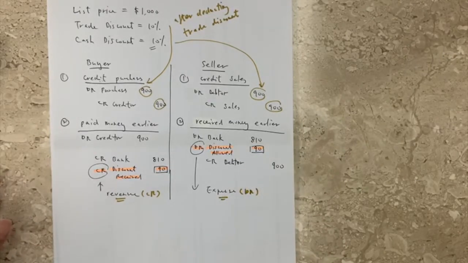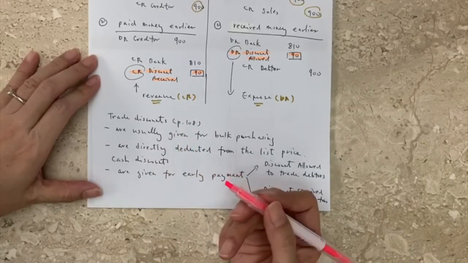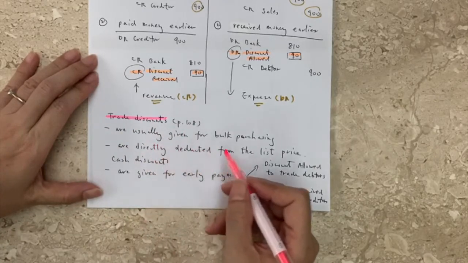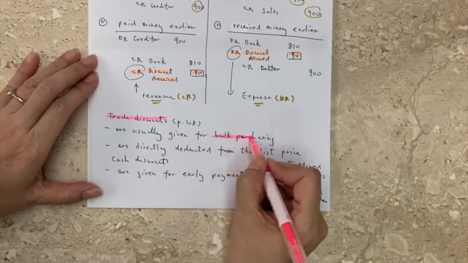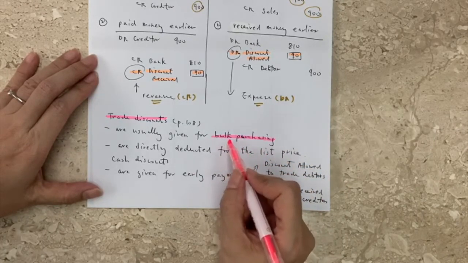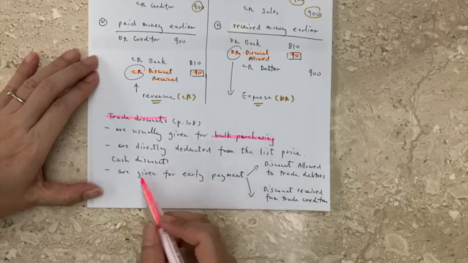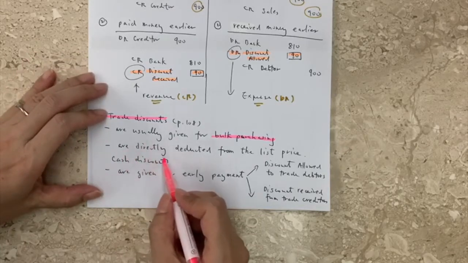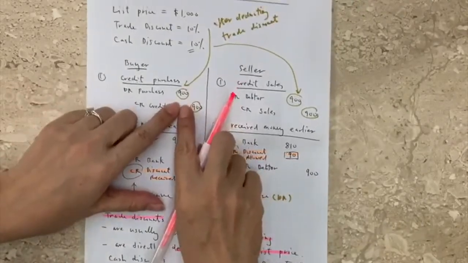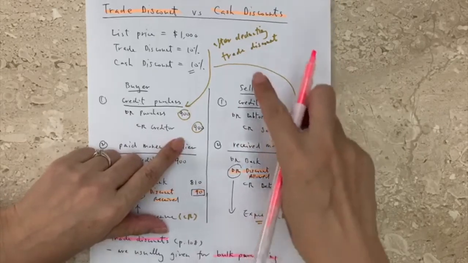All right. If you go to your textbook on page 108, you find all the meaning and definition of trade discounts. The purpose of trade discount is for bulk purchasing. That means it encourages the buyers to buy more quantity. If you buy more, you pay less. Also, trade discounts are directly deducted from the list price. Here you can see this 900 is already after deducting trade discounts, and we do not have any double entry for trade discounts.